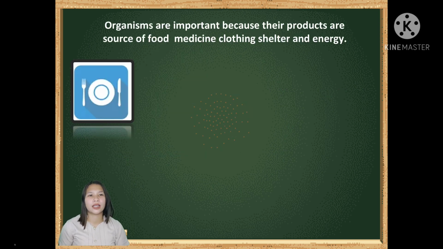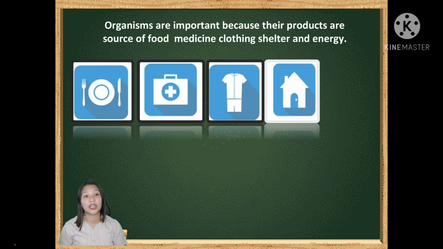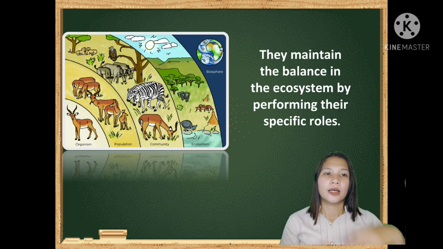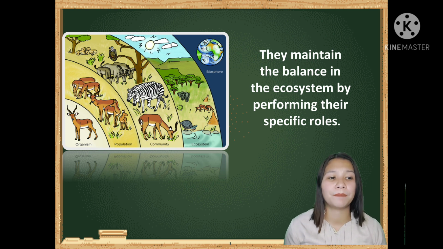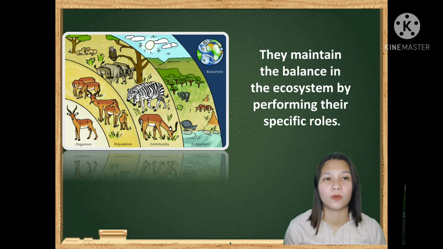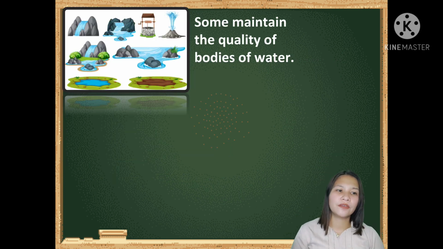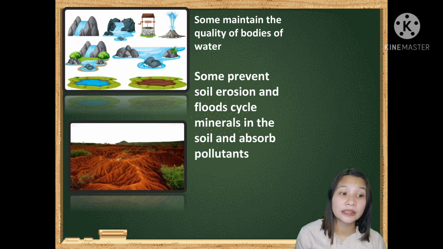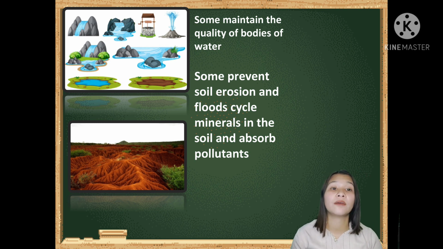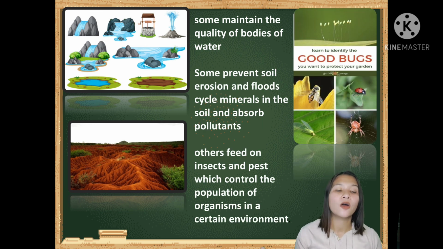These are important because their products are source of food, medicine, clothing, shelter, and energy. Biodiversity is important because they maintain the balance in the ecosystem by performing their specific roles. Their specific roles are: some maintain the quality of bodies of water, some prevent soil erosion and flood, cycle minerals in the soil and absorb pollutants, and others feed on insects and pests, which control the population of organisms in a certain environment.